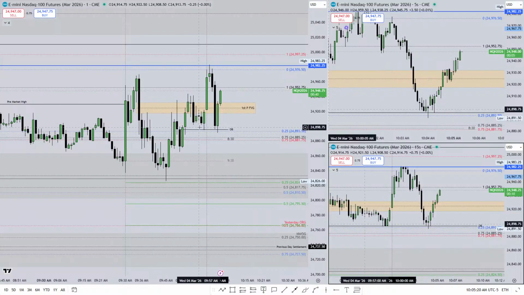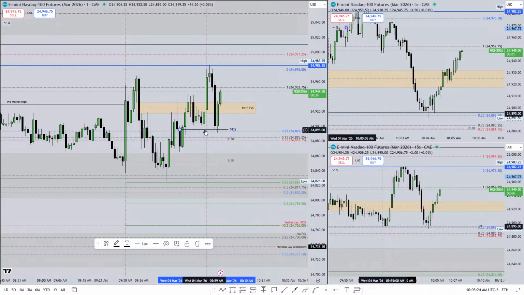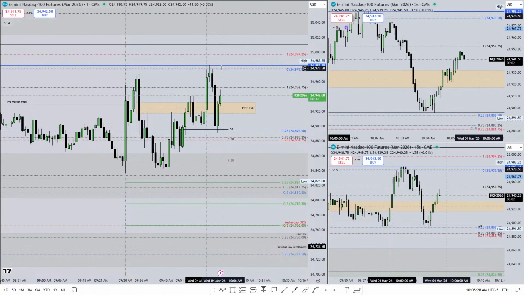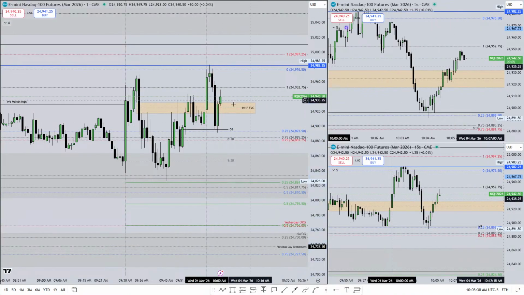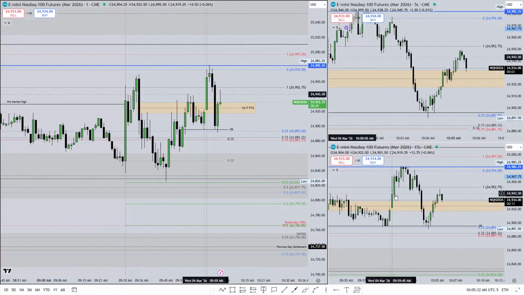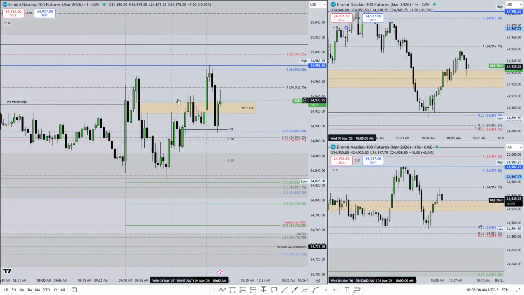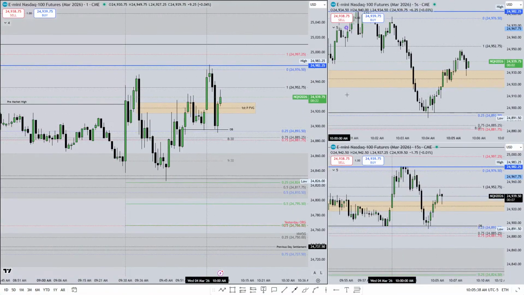But again, hard to frame a trade off of this because it's straight up right here, and then straight down right here. So even if I am trading based off of a lower time frame, like the 15-second or 5-second right here, it's just not a great range to work with. Structure's not good.